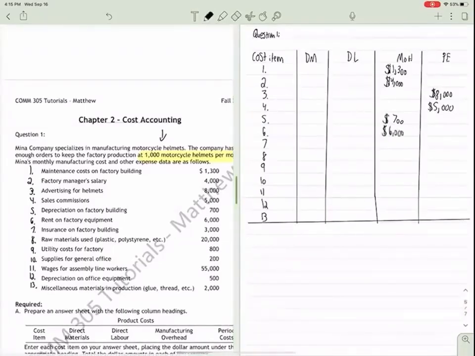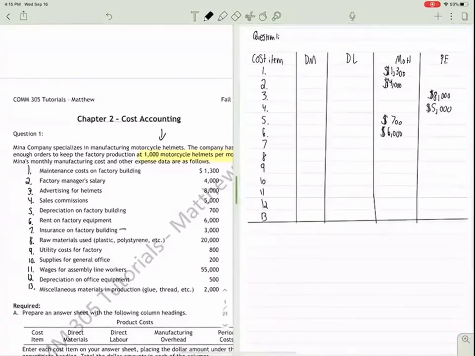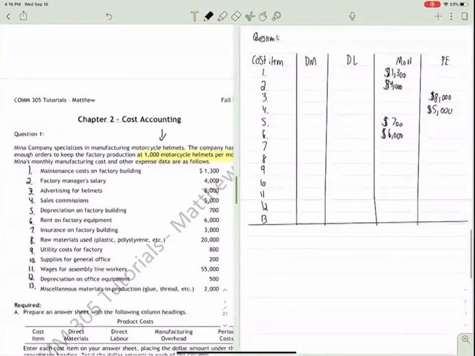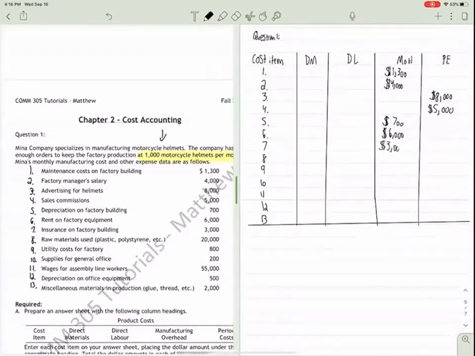Okay, next up, insurance on factory building. All right, guys, product cost or period cost? What do you guys think? Product or period? Product? Does everyone agree that it is a product cost? And it is MOH. That's awesome, guys. You already beat me to it, right? It's insurance. You're looking at a motorcycle helmet. You don't see the insurance bill.